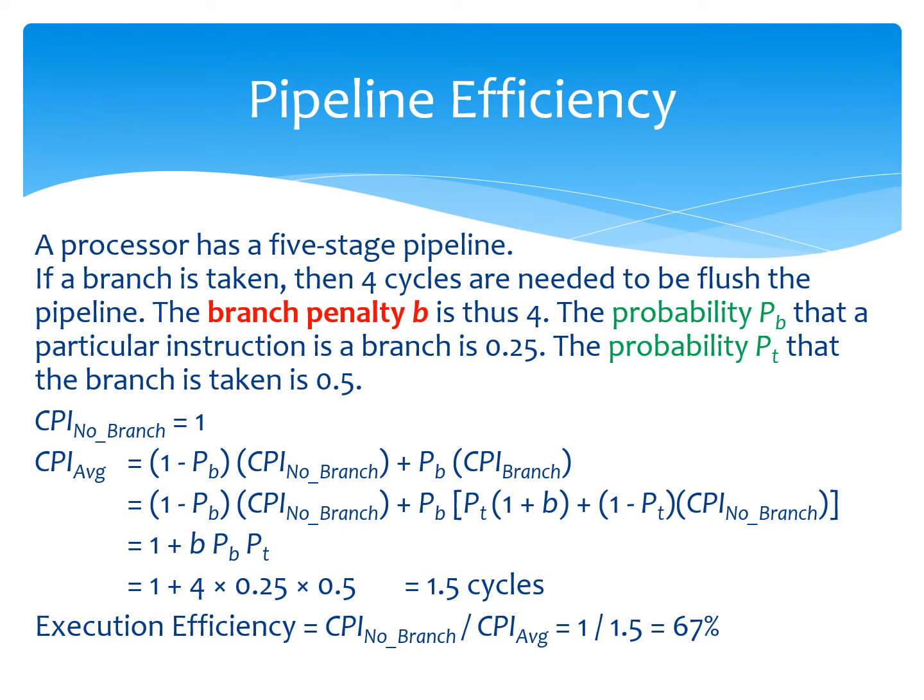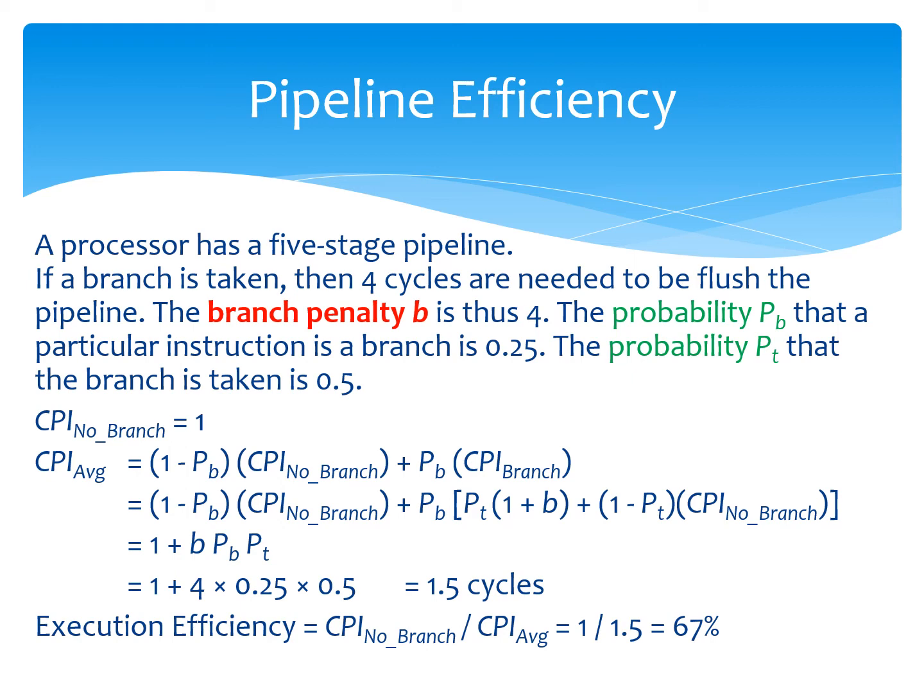The efficiency of a pipeline is analyzed as shown on the screen. Assume a processor has a 5-stage pipeline. If a branch is taken, then 4 cycles are needed to flush the pipeline. The branch penalty B is thus 4. The probability PB that a particular instruction is a branch is 25%. The probability PT that the branch is taken is 50%.